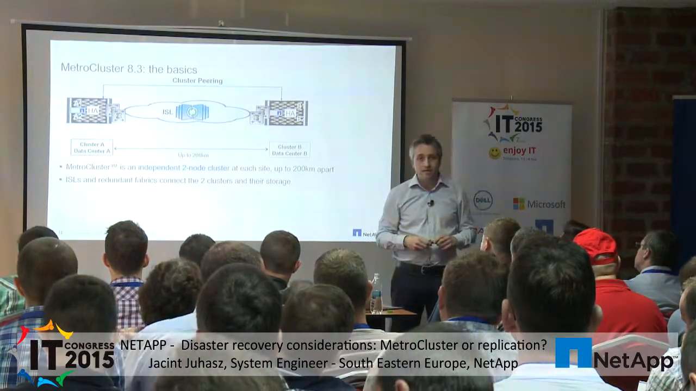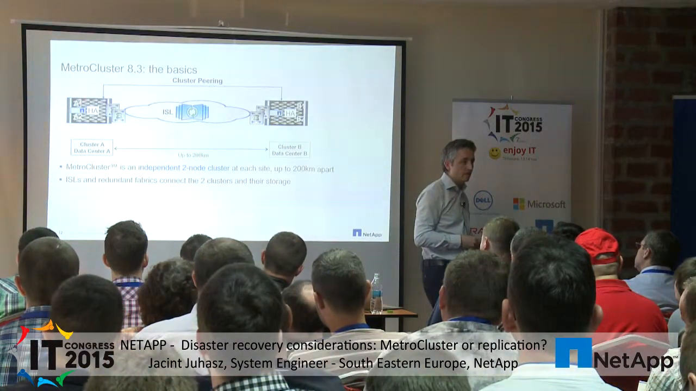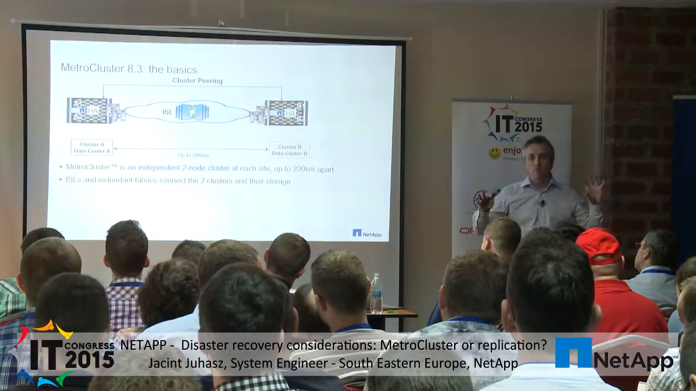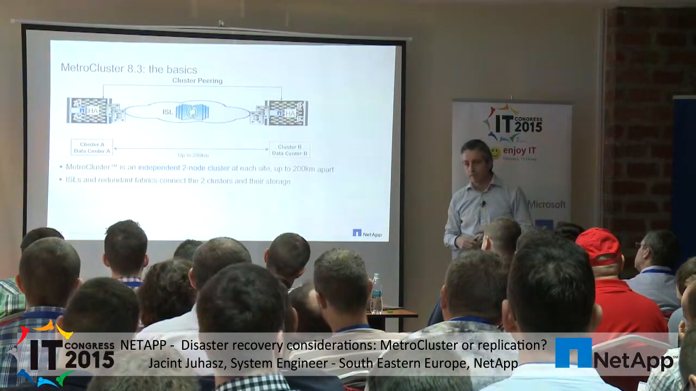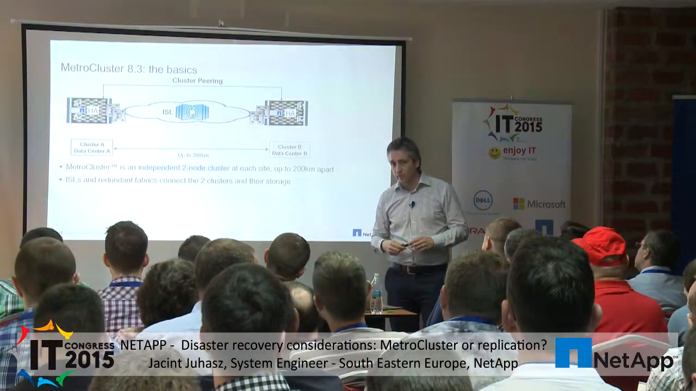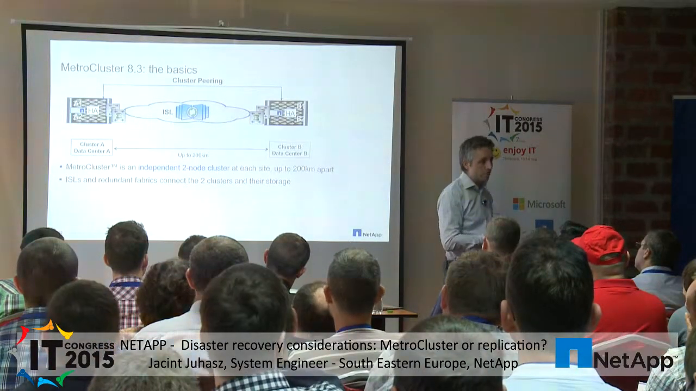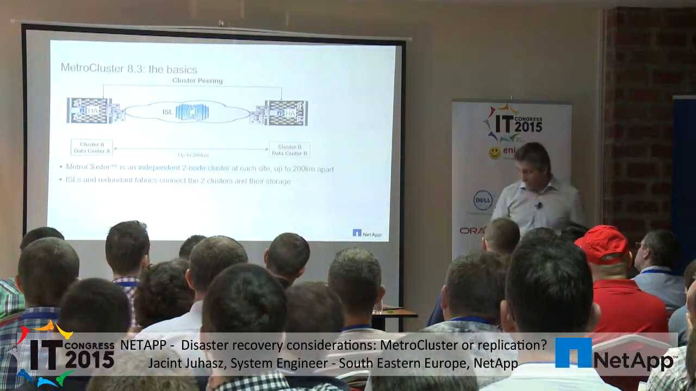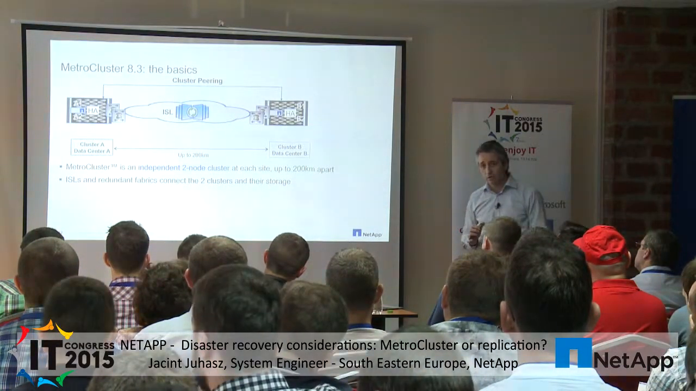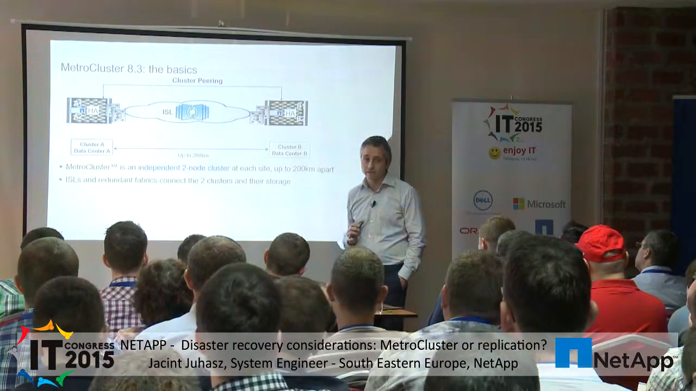ISLs are typically dark fiber between the locations, or if you have multiple data centers in a single building, then usually you have direct fiber lines between them. They can be direct fiber, DWDM, or CWDM. The distance limitation is 200 kilometers. There is a very good reason for 200 kilometers. The reason is the latency.